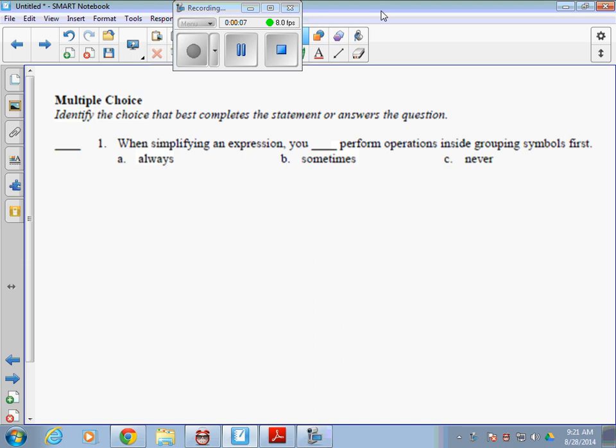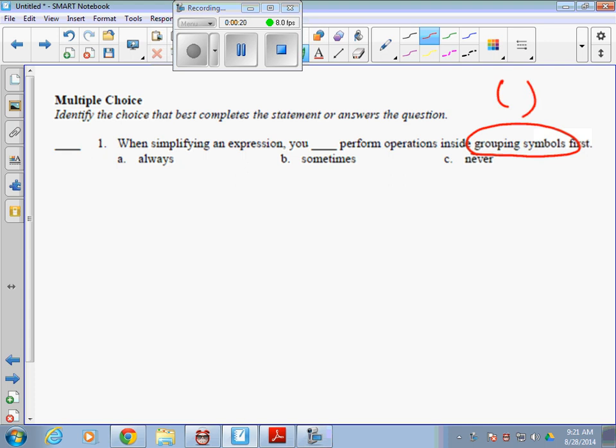Number 1 says, when simplifying an expression, you blank perform operations inside grouping symbols first. Remember what grouping symbols are. Grouping symbols are your parentheses, your brackets, your braces. And please excuse my dear Aunt Sally.